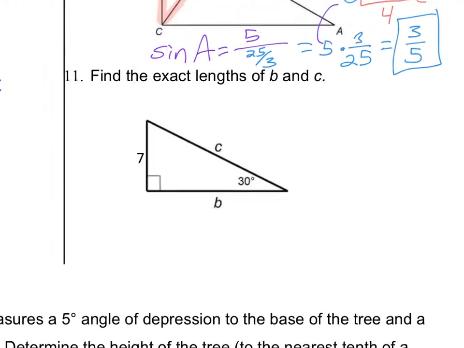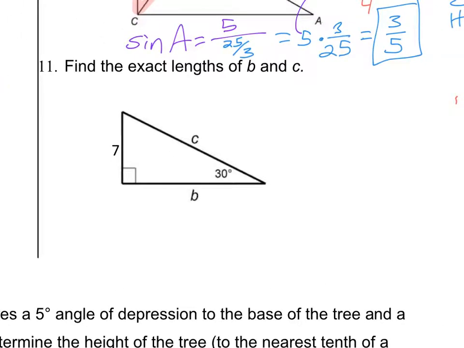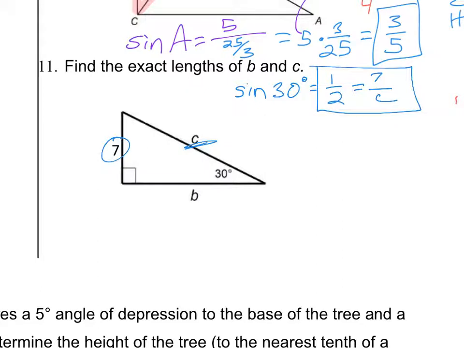Alright, now I need the exact lengths of B and C. I know I have an angle, so what do I need? I have the opposite, so I'm going to go find my sine first. I know that the sine of 30 degrees is 1/2. Well, in this case, that's 7 over C, opposite over hypotenuse. So if I solve this little equation, I multiply both sides by C, which gives me C over 2 equals 7. Multiply both sides by 2, I get C is equal to 14.